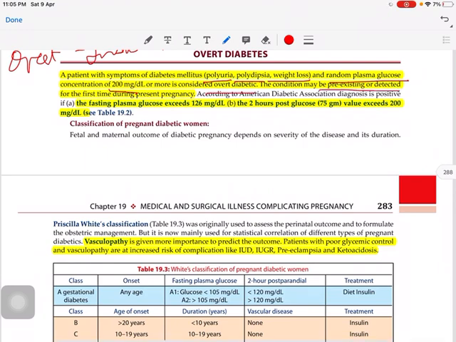So it means it is existing diabetes that has been diagnosed for the first time during the present pregnancy. Again, fasting glucose is more than 126, and 2 hour post glucose level is more than 200. If the 2 hour post glucose is less than that, then it would have been gestational diabetes mellitus. I am again repeating.